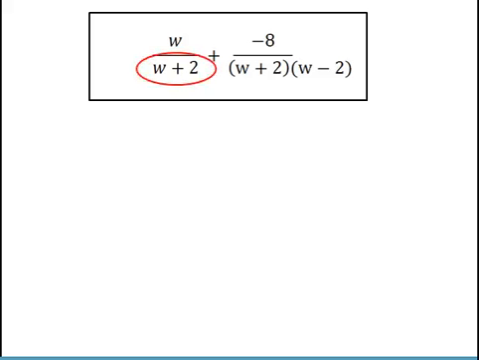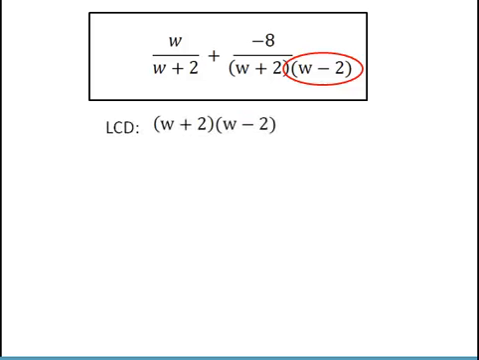The first factor will be w plus 2. The next factor we see is again w plus 2, but we don't need to repeat, so we don't pick up the w plus 2. However, the w minus 2 is unique, and we should use the w minus 2. So our least common denominator will be w plus 2 times w minus 2. Now we must convert each of the fractions into a fraction with this denominator.